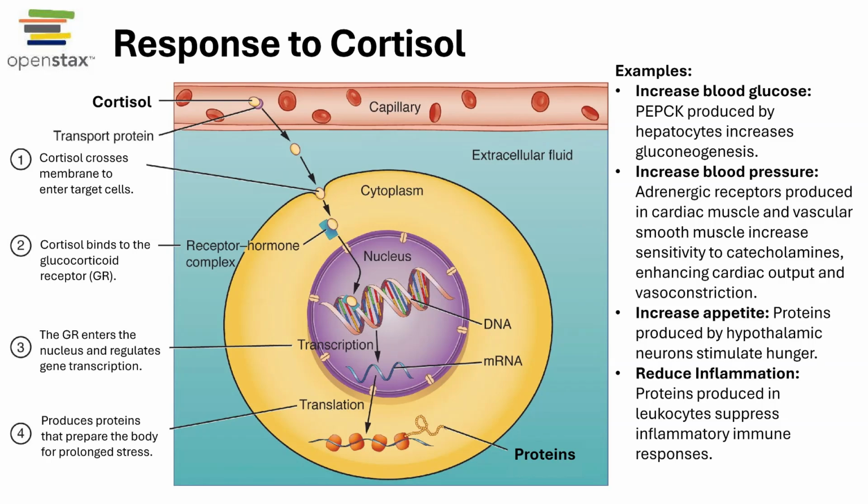A wide variety of target cells throughout the body respond to cortisol in different ways. For example, hepatocytes in the liver increase blood glucose by producing more pepCK, a key enzyme in gluconeogenesis. By stimulating gluconeogenesis, cortisol helps maintain blood glucose over hours to days. In cardiac muscle and vascular smooth muscle, cortisol increases blood pressure by stimulating production of adrenergic receptors. When these cells express more adrenergic receptors, their sensitivity to catecholamines increases.